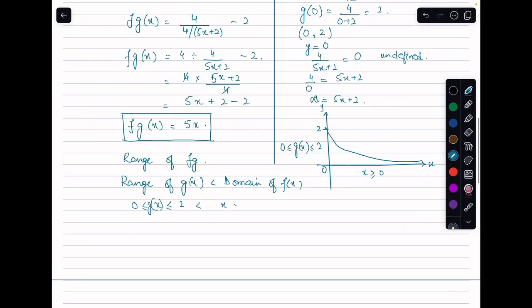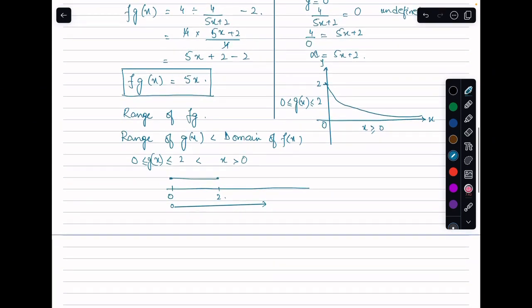greater than 0. So if I just have it on the number line, then I have the value 0, I have the value 2. I know that it is between 0 and 2, and I have the domain which is greater than 0. So what I can see here is that for the function fg, the range needs to be just greater than 0 so that the composite function can be defined. So this is the working for the range of fg here.